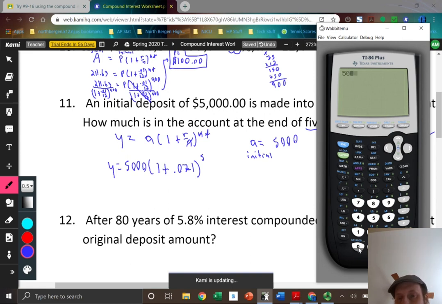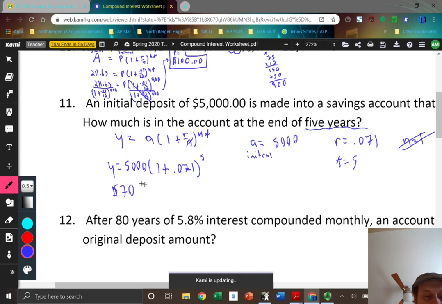It's 5,000 times 1 plus 0.071, which is just 1.071, to the 5th power. But you can just put it all in right there. That's right here, 7,045.589, which rounds up to 7,045.59. So it's $7,045.59. Okay.